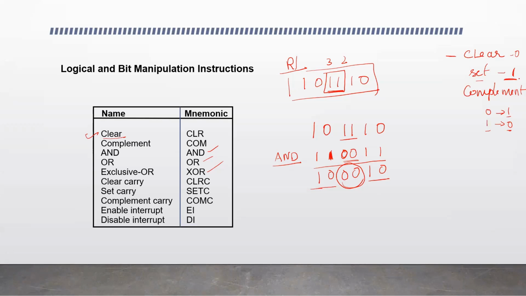And the second operation, setting the selected bits to 1. This is implemented using OR. OR operation is used to perform this. So if the operand is 1 0 0 1 1 0, let's say this is our operand in register R1. And when we perform this selective set, we want to set these bits to 1. There are two zeros here. We want to set these to 1.